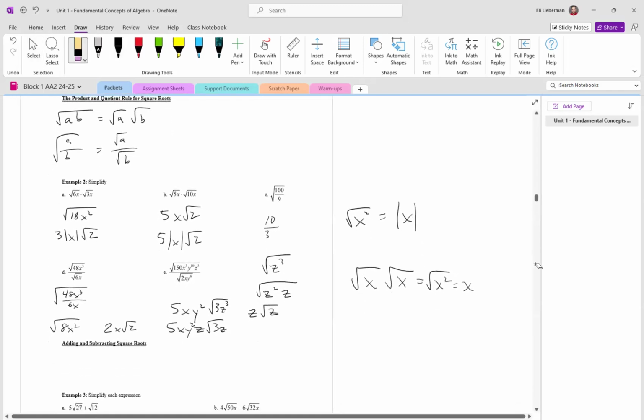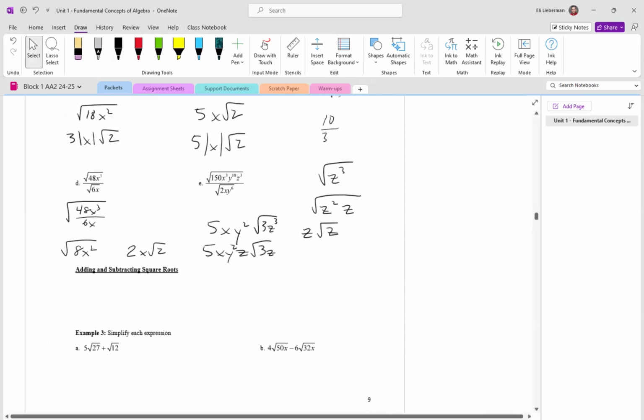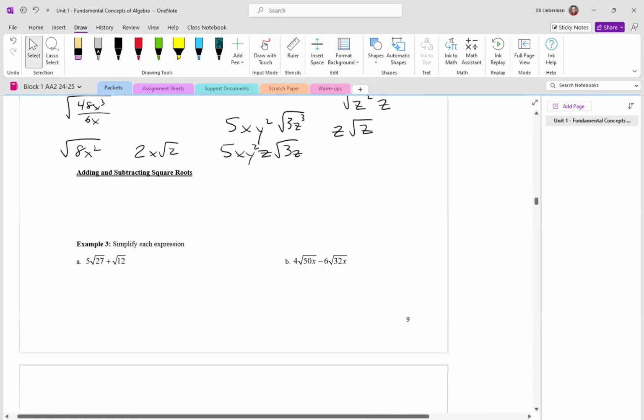Okay, let us move on. I'm going to erase some of this stuff over here. I know it's not fair that I have more room on my notes than you do. That's the way it goes.